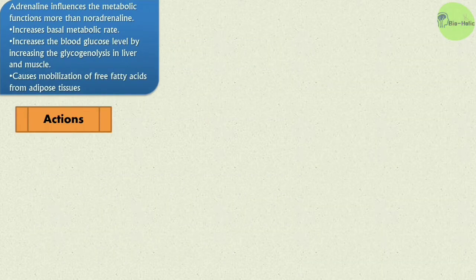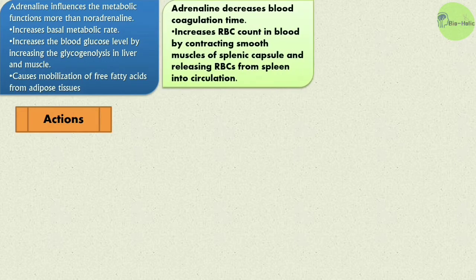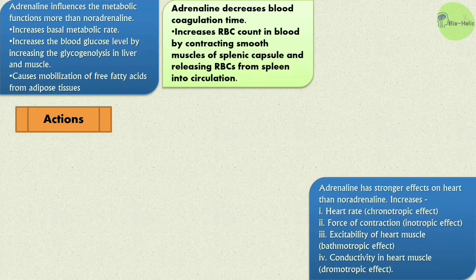Adrenaline influences the metabolic functions more than noradrenaline. It increases basal metabolic rate, increases the blood glucose level by increasing the glycogenolysis in liver and muscle. It causes mobilization of free fatty acids from adipose tissues. Adrenaline also decreases blood coagulation time. It increases RBC count. Adrenaline has stronger effect on heart than noradrenaline. It increases heart rate, force of contraction, excitability of heart muscle, and conductivity in heart muscles.